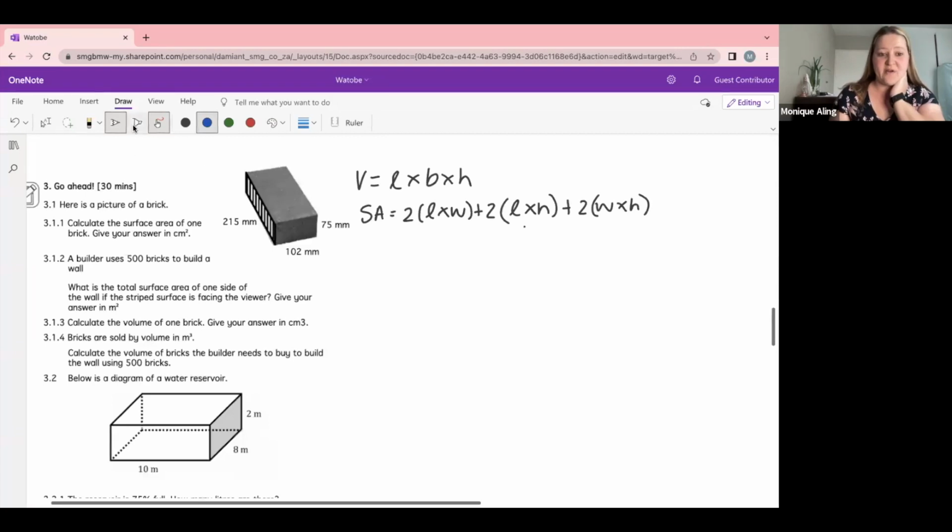Okay, I've read it once. Again, calculate the surface area. They asked me for the surface area of one brick. And the key thing is in centimeters squared. Can you see that all the measurements given are in millimeters? So what do you think our first step is going to be before we can work out the surface area?